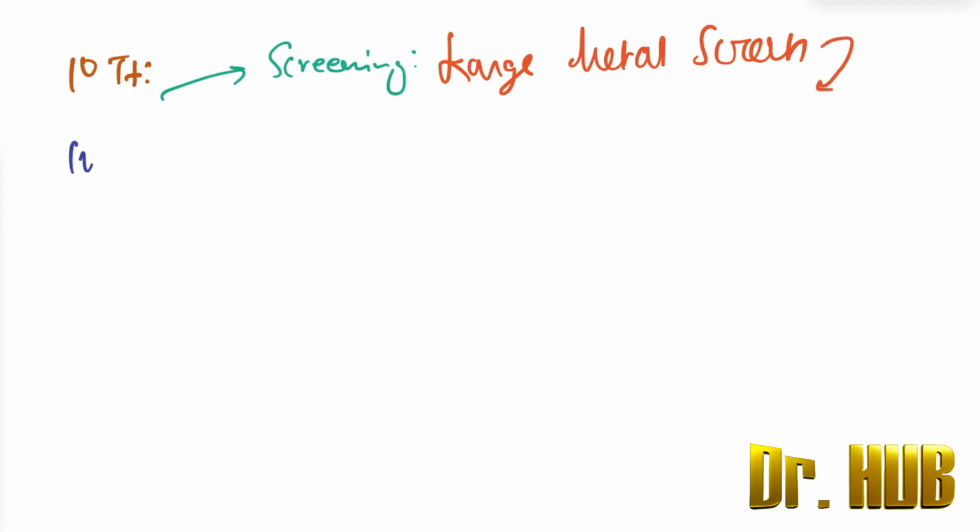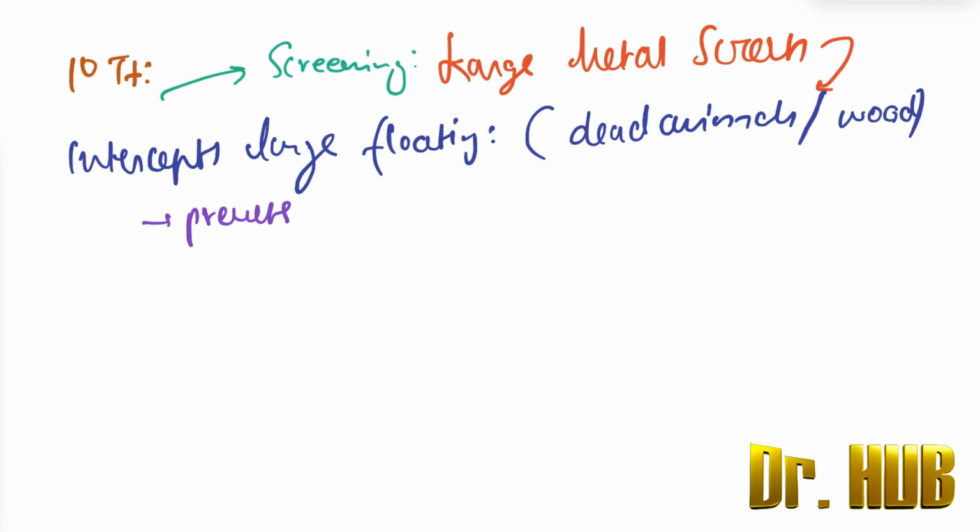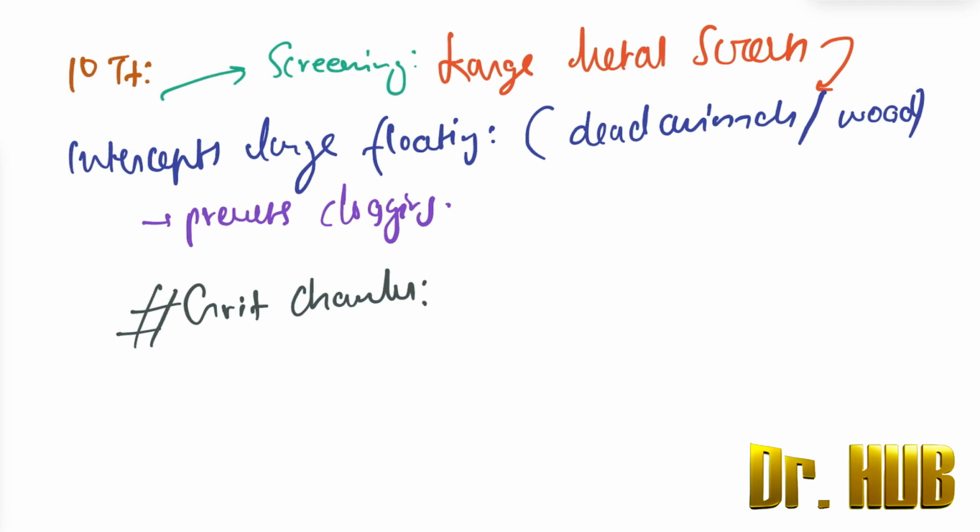It intercepts the large floating objects, and this can include dead animals, wood, rags. So it prevents clogging. Next comes the grit chamber. It is also known as a detritus chamber.